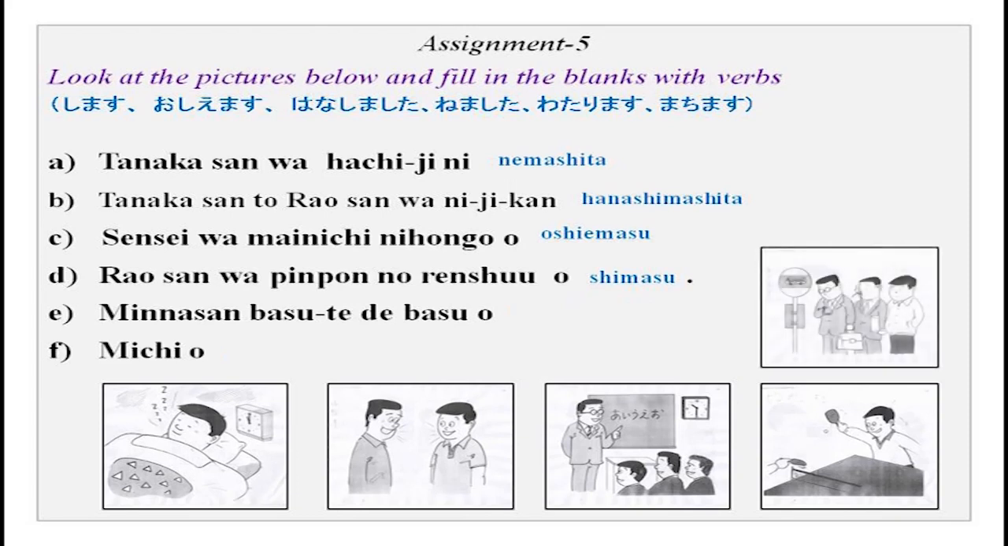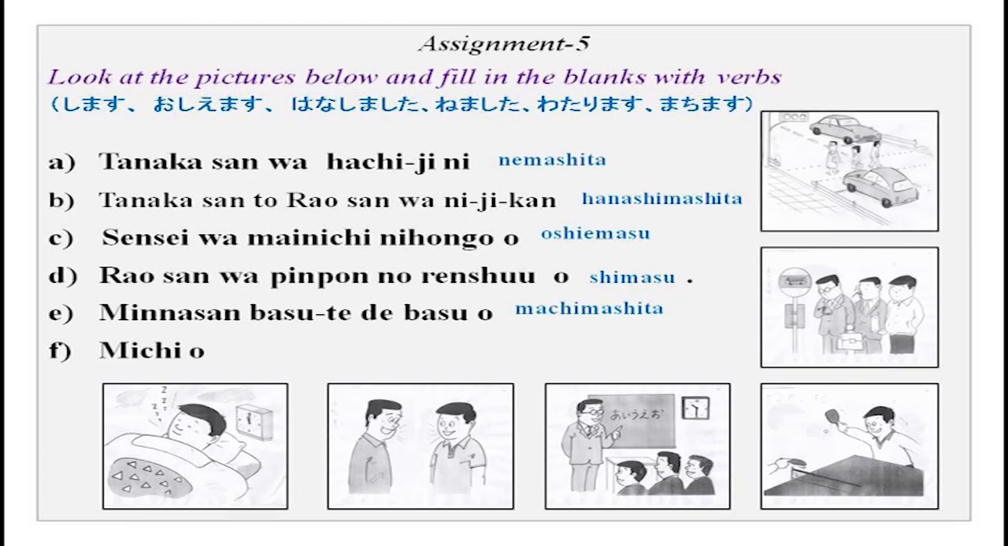Then we have these people waiting here at the bus stop. Well, minasan wa basutei de bus wo machimashita. Then, the last one is, you see some people crossing over at the zebra crossing. A crossing is called a kousaten. So, well, we have michi wo watarimasu. To cross over is watarimasu. So whenever you cross something, maybe it's a bridge, a river or a road like this, it is always watarimasu. So you cross over, go over a certain thing, then it is watarimasu.